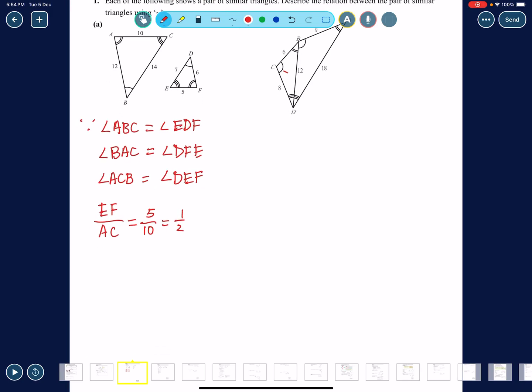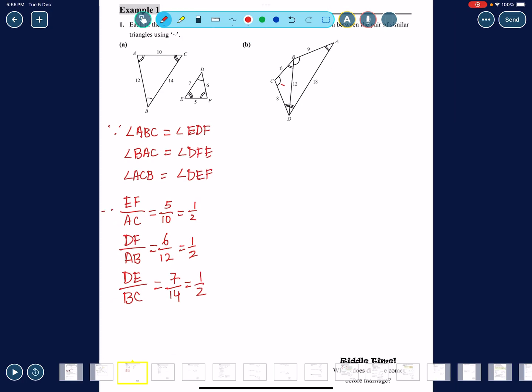Now we're gonna do the same for the next number, the middle number. Not the biggest and not the smallest, the middle one, 6. So that's gonna be DF over AB, which is 6 over 12 equals 1 over 2. And then we do DE over BC, 7 over 14, which is also 1 over 2.